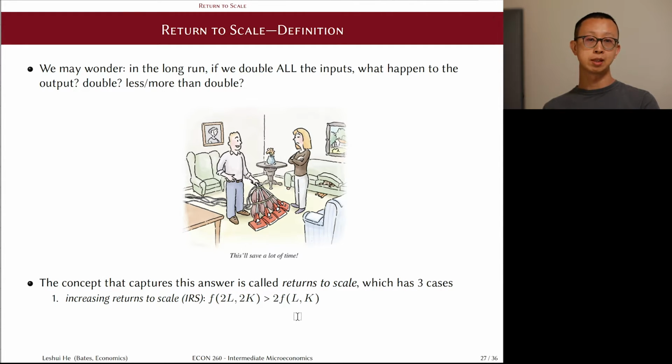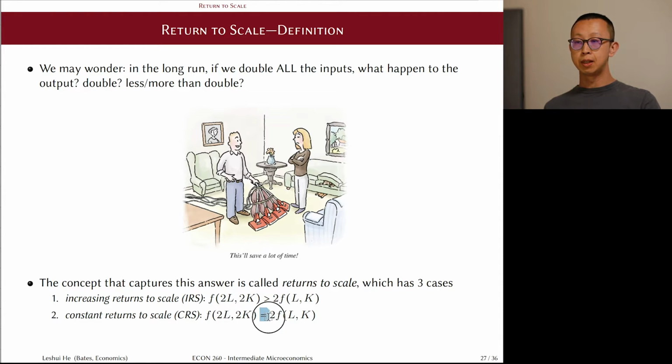If I can get more than 6 cupcakes by doubling the inputs, we say the production function exhibits increasing return to scale, meaning that as we increase the scale of production by doubling the inputs, the output grows at an increasingly faster rate. Similarly, if by doubling the inputs, we get exactly twice the amount of output as before, then we say the production function exhibits constant return to scale.